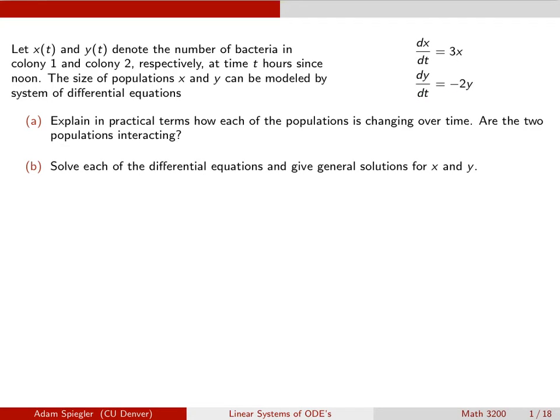Before we find the solutions, we can make some observations from the differential equation and then check that our solutions mimic those observations. So part A is asking us to explain in practical terms how each of the populations is changing over time. If we take a look at the equation for x and the equation for y, I can see that actually this is not really a system. I have two separate differential equations.